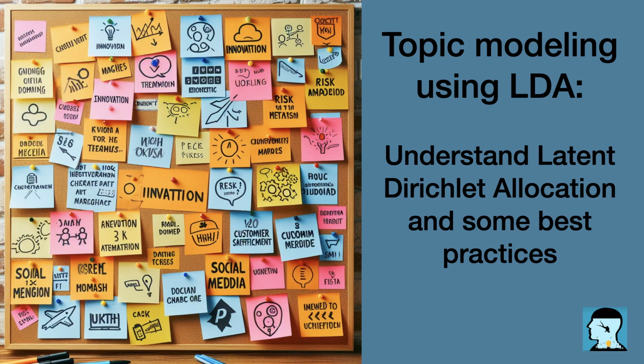The hyperparameters in LDA, such as the number of topics, K, alpha, and beta, play a crucial role in determining the results of the model.